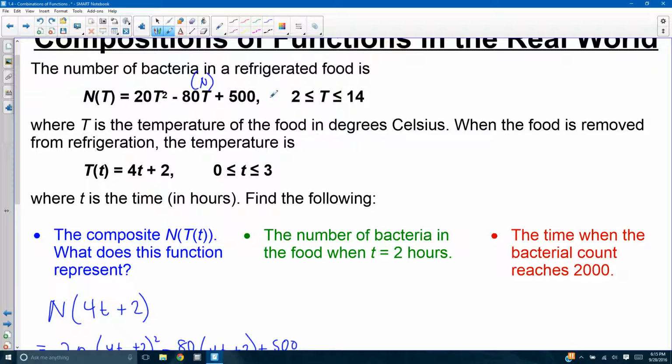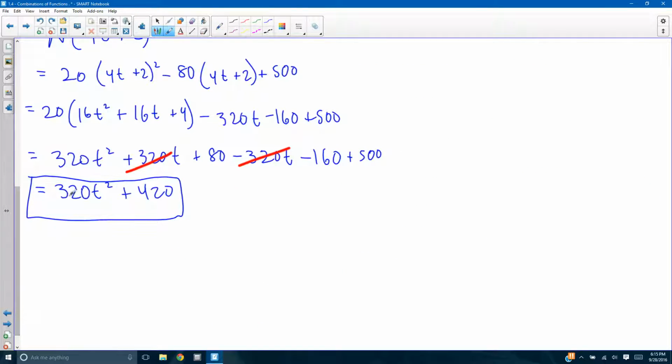Now, why does it become that? How come it's not 500? Well, because your temperature can't be 0 degrees, right? When your time out of the fridge is 0, when you take it right out of the fridge, you're at 2 degrees. And at 2 degrees, if I substitute 2 into here, I'm guessing I'm going to get 420. I'm not going to try it, but that's what it's saying.